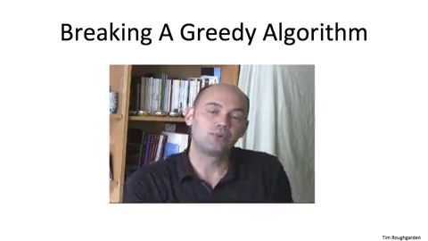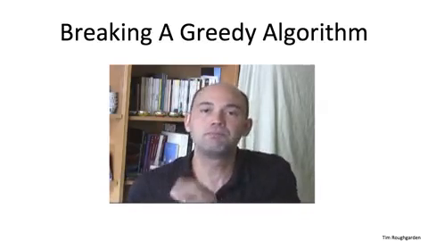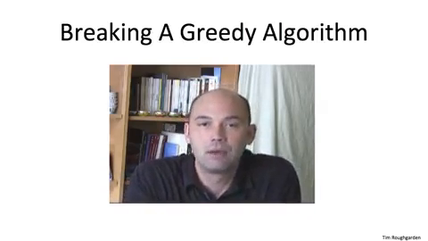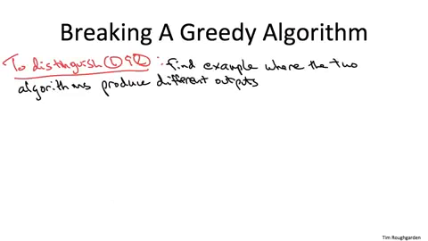So in this context, we have these two greedy algorithms. Let's quickly break one of them, show that it's not always correct. How do we do that? Well, a smart way to go would be to come up with an input where the two algorithms do different things. If they do different things, at most one of them is going to be correct. At least one of them is going to be incorrect.